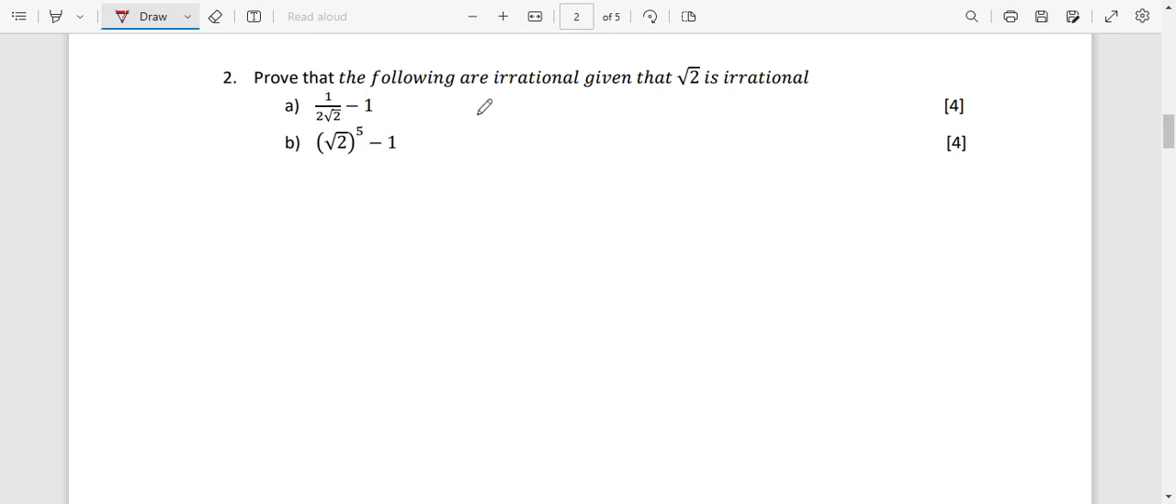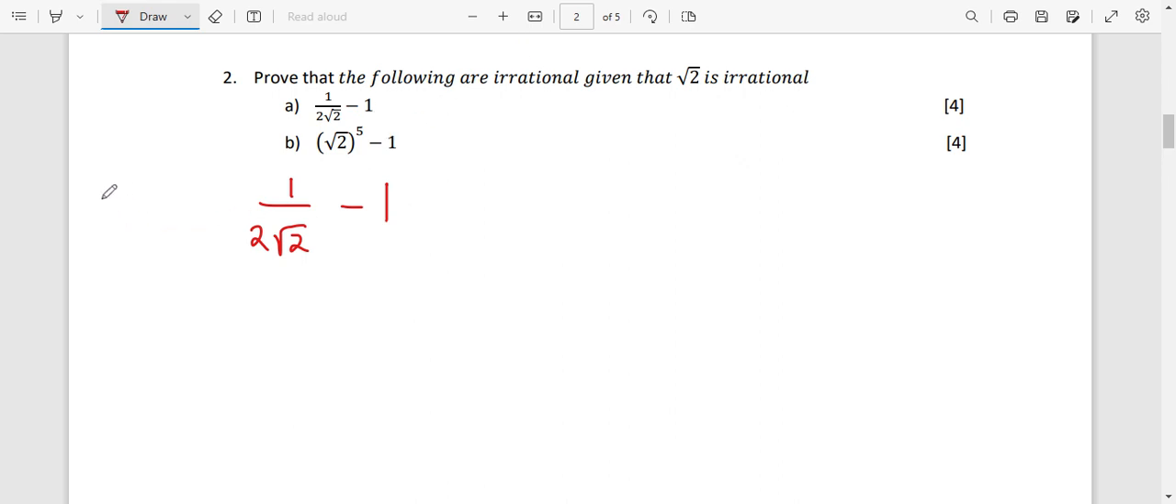Prove that the following numbers are irrational given that the square root of 2 is irrational. You need to be very careful when proving this because mostly people lose some marks because of the wrong English they use. You need to write some English here. So the first one, you've been given 1 divided by 2 square root of 2 minus 1, and you want to prove that it is irrational.